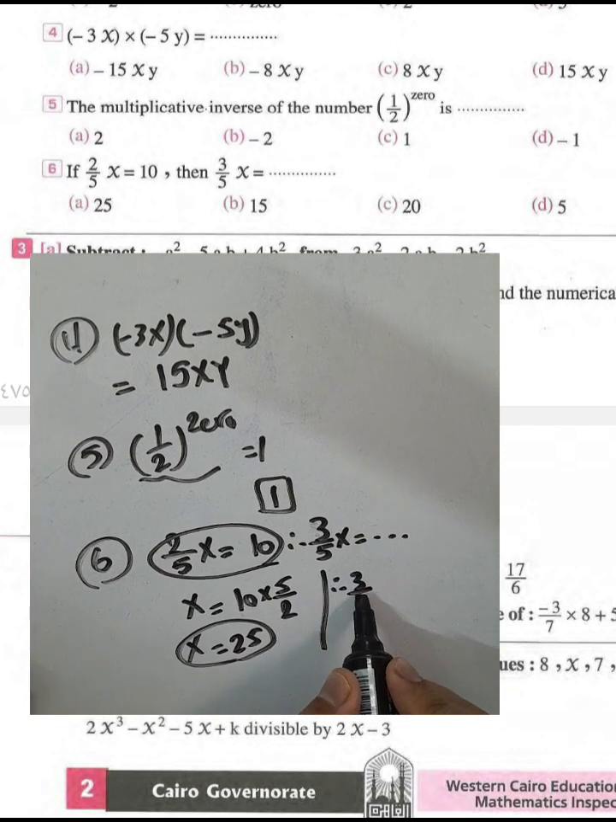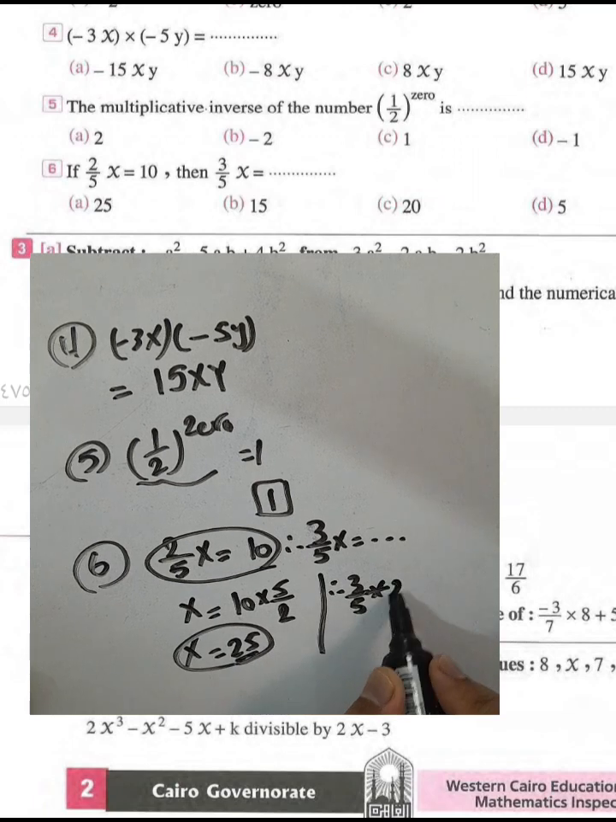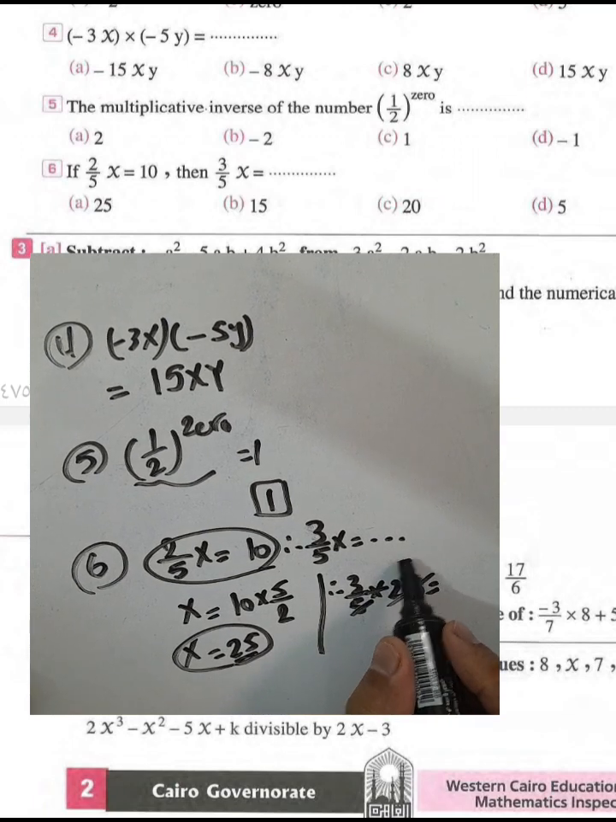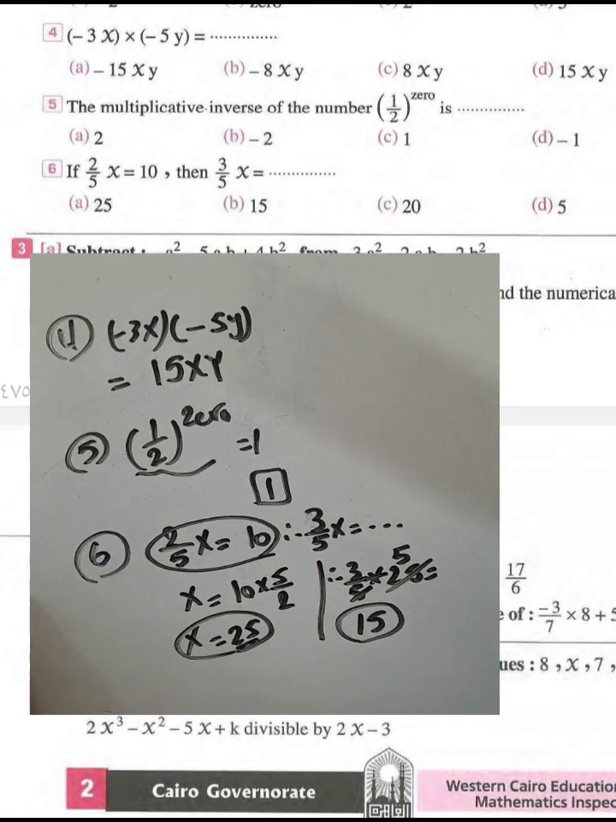Then we want to find 3/5 of x. Multiply by the value of x, 25. 25 divided by 5 will be 5. 3 times 5 will be 15. Then the result here will be 15.